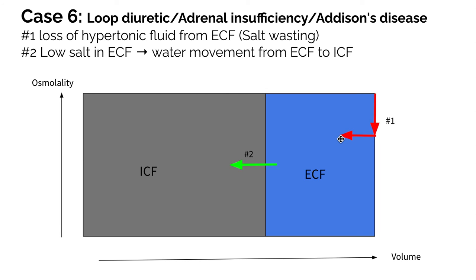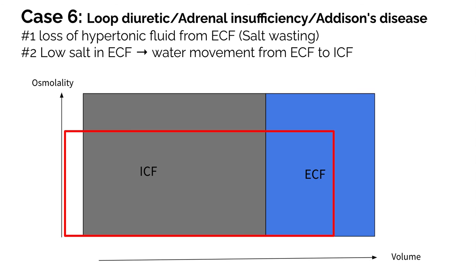And then the second question you ask yourself is, how will the water move to the ICF? Now again, there's lower salt here. See, the osmolality came down. So low salt here, water will move from low salt to higher salt. It's going to move from the ECF to the ICF. And this is what your new Darrow-Yannet diagram is going to look like.